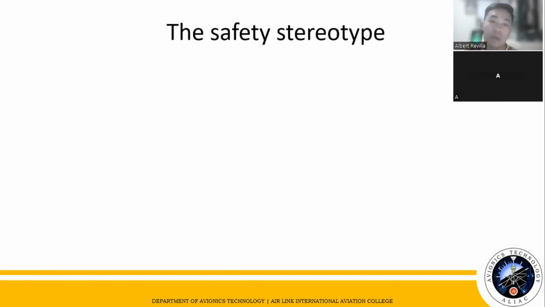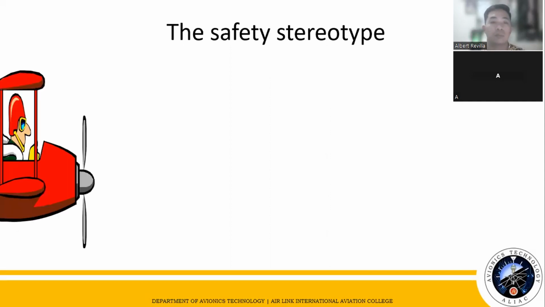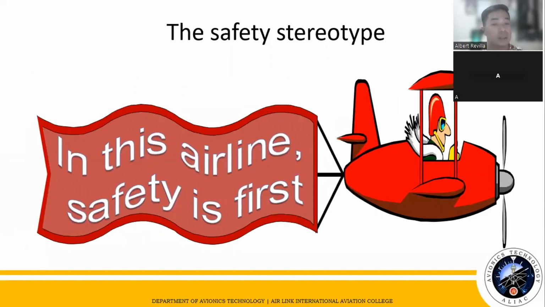So ano nga ba yung the safety stereotype? Ang alam naman natin, in the word stereotype, there's a group of people na mayroon silang pinaniniwalaan. So, in the world of aviation, ito ang pinaniniwalaan nila: in this airline, safety is first. Even though you are in different company, kailangan laging nasa pinaka-top priority nyo ay yung safety.